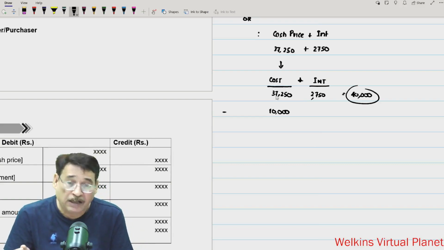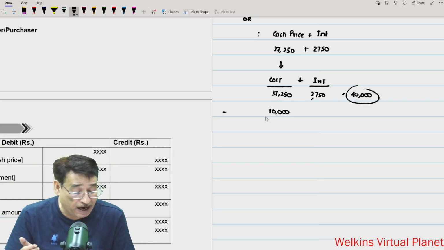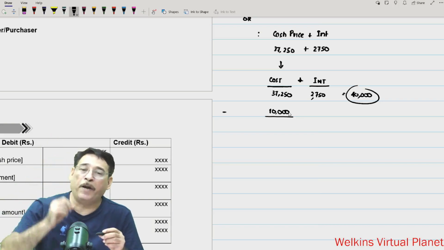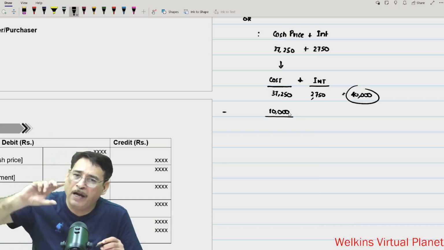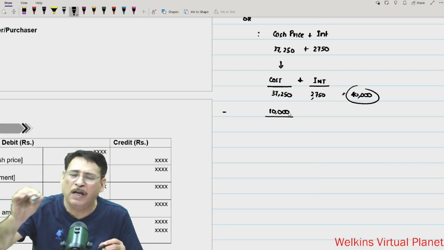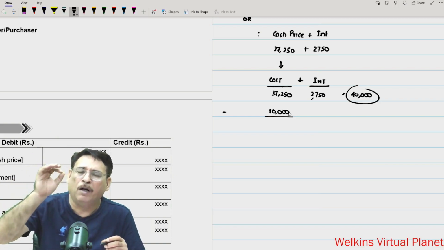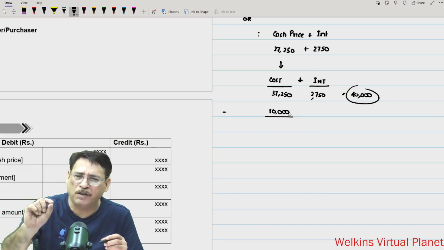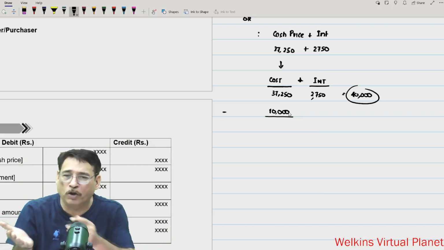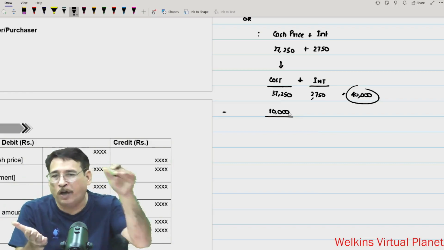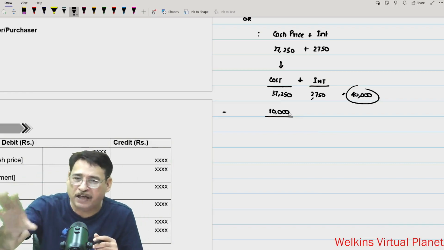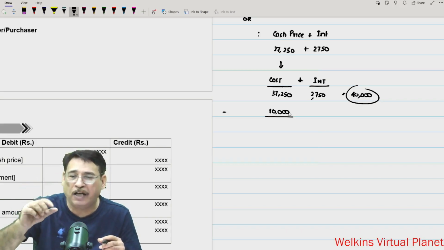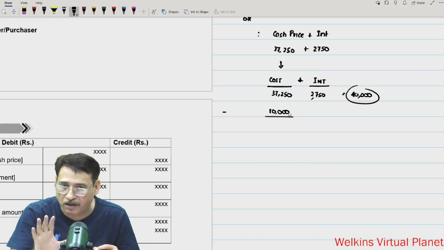Correct? The day on which I got the asset, I paid 10,000 rupees. Suppose you take a loan from a bank today, let us say 40,000, and immediately you pay 10,000. On that 10,000, no interest will be charged because you took the loan today itself and you are repaying 10,000 at the same time. So whatever you paid did not contain any element of interest. Is it clear to you?